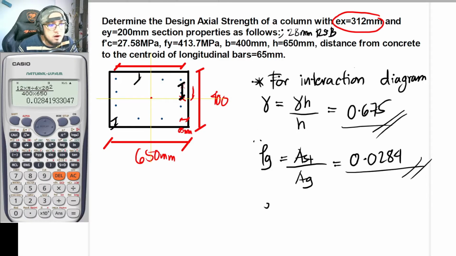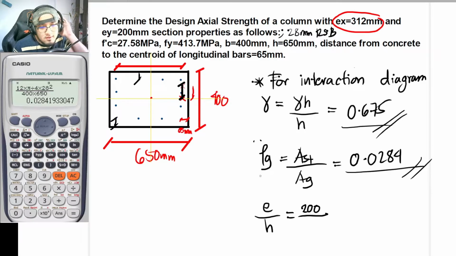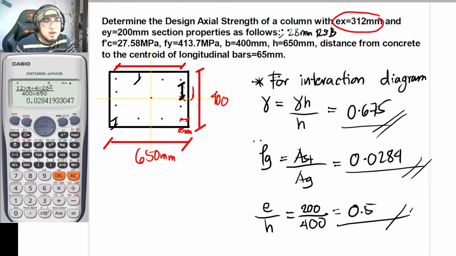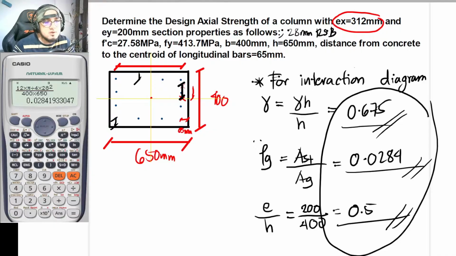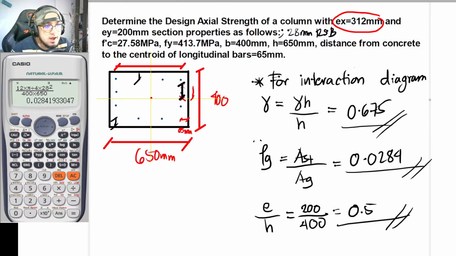Okay, so as for our E over H, that is basically equal to, ang E natin is of course our eccentricity. So yung 200 divided by H. Ano ba yung H natin? That should be this. So yun yung dimension ulit ng column natin along that direction. So 400. So 200 by 400, kahit di pa natin i-calculate yan, 0.5 yan. Okay, so we would be using these parameters for us to solve for Pn using our interaction diagram.